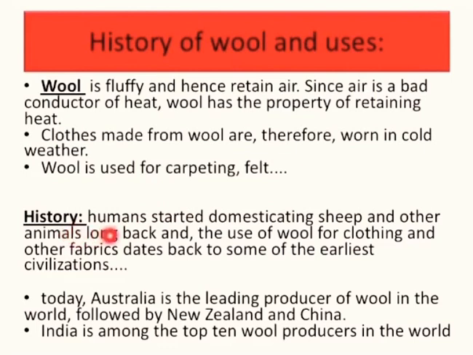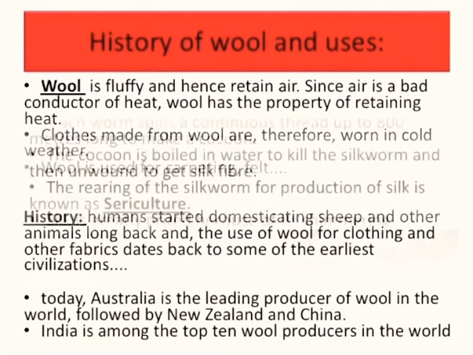Now, history. Humans started domesticating sheep and other animals long back, and the use of wool for clothing and other fabrics dates back to some of the earliest civilizations. Today, Australia is the leading producer of wool in the world, followed by New Zealand and China. India is among the top 10 wool producers in the world.